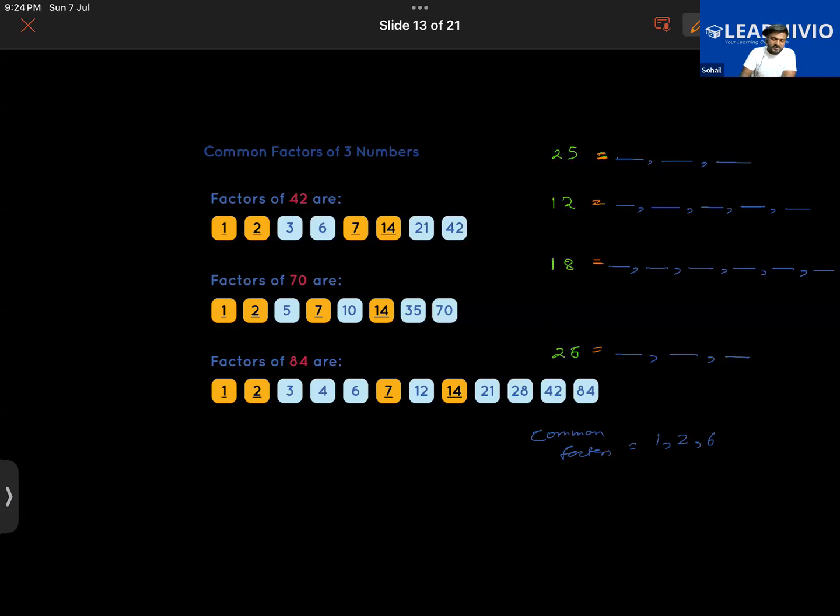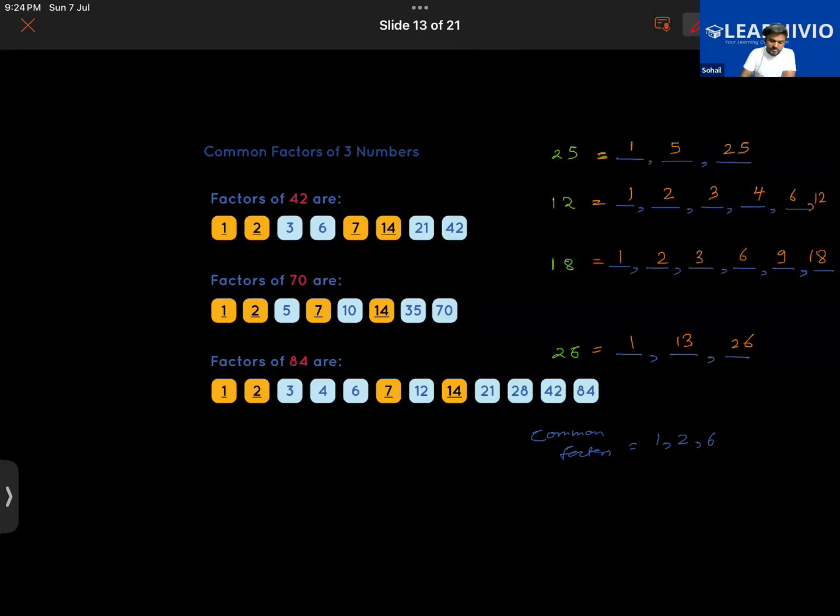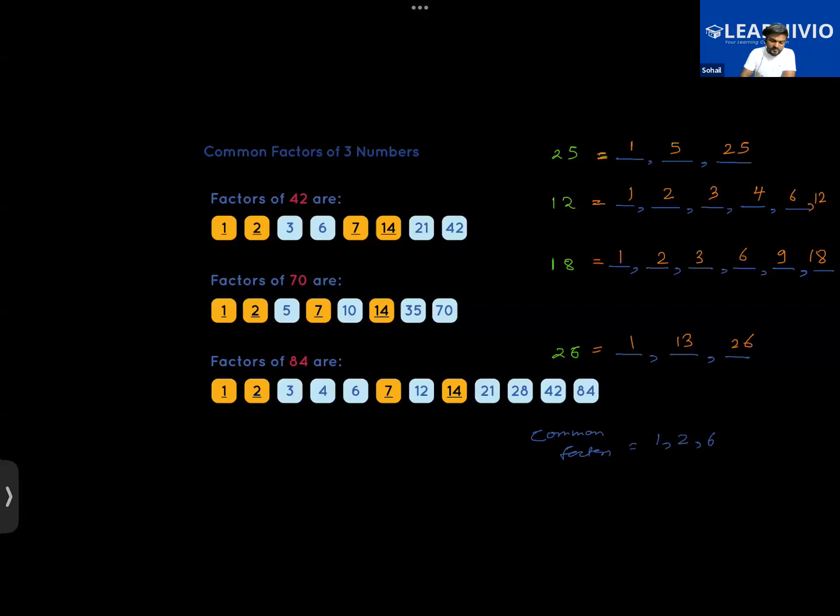How? The factors of 25 are 1, 5, and the number 25 itself, right? The factors of 12 are 1, 2, 3, 4, 6, and then the number 12 itself. Got this? For 18, it's 1, 2, 3, then after 3 you have 6, then 9, and 18 itself, right? The factors of 26 are 1, 13, and 26 itself. Getting it? Okay, now let us find out, do they share any common factor? So 1 is a common factor in all of them.